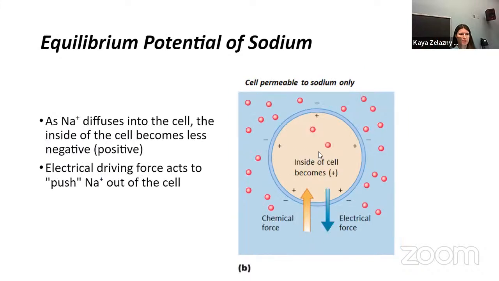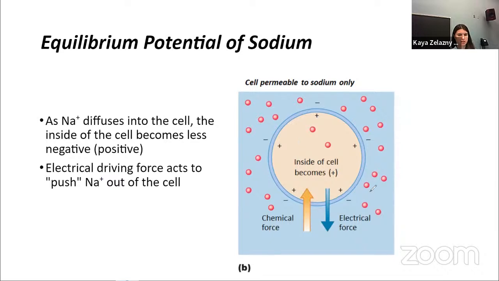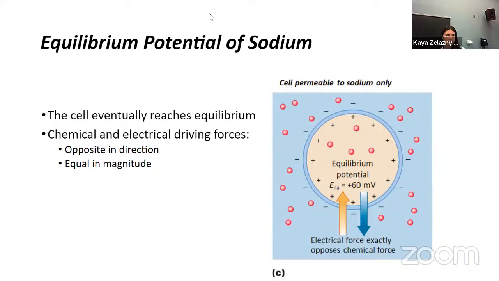As the inside of the cell becomes more positive, like charges repel each other, right? Sodium is positive. If the inside of the cell is positive, they're bouncing away from each other because they're the same, which means that sodium is being pushed out of the cell by the EDF. So as the cell becomes positive, the EDF points out until it reaches its own equilibrium. And that's how it would get to positive 60.